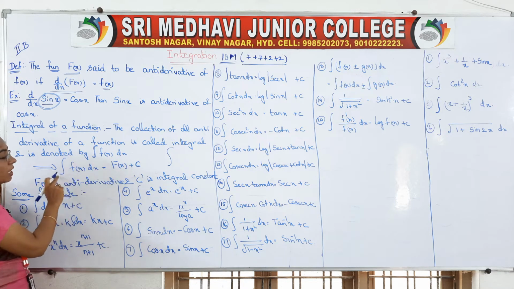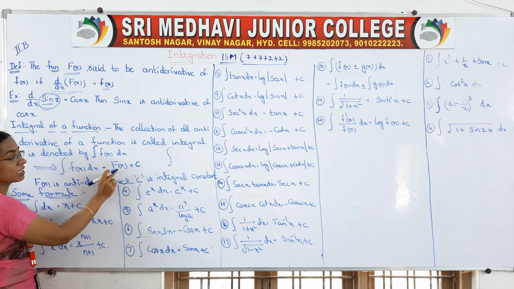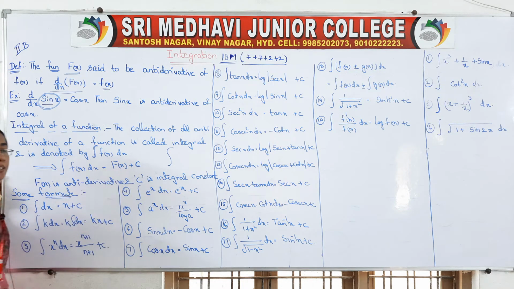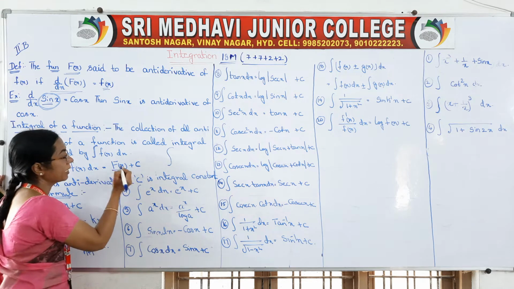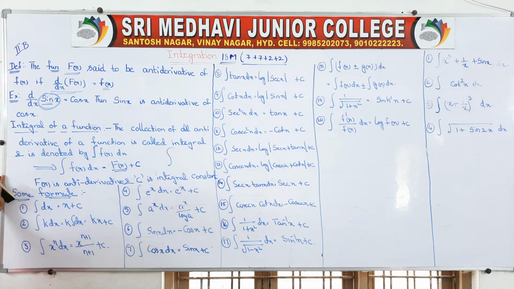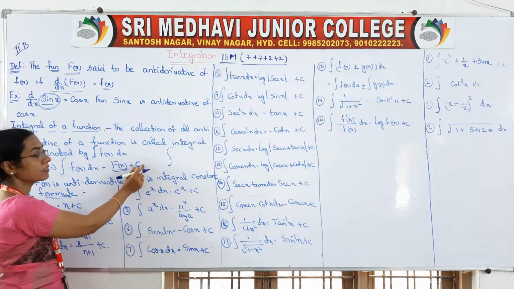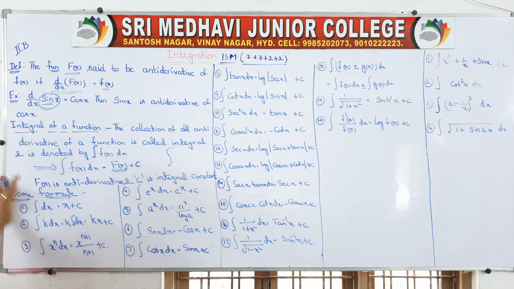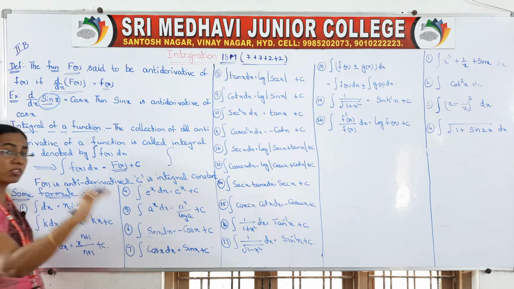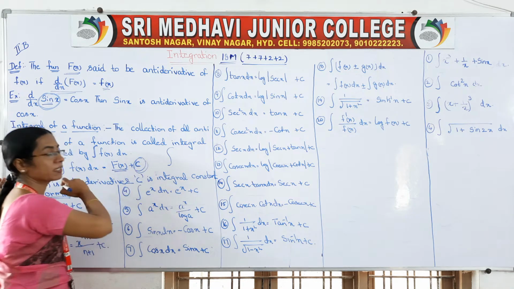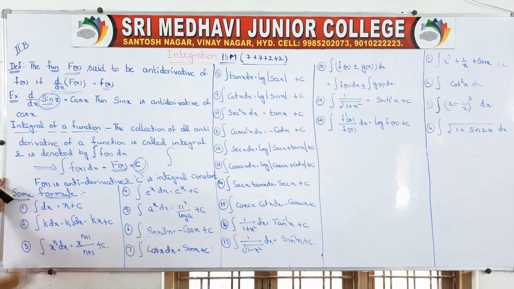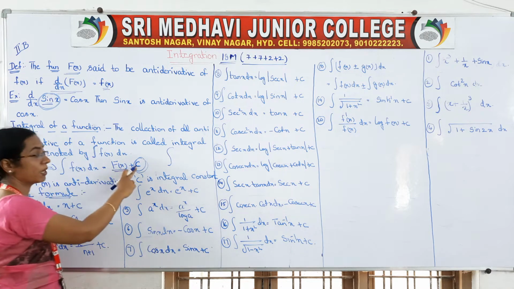So what is its formula? Integral of f of x dx is equal to F of x plus c. This is called antiderivative. F of x is called the antiderivative and c is called the integral constant. For each and every problem, at the end of the answer throughout this chapter, we have to write plus c, plus c, plus c. Right, that is the integral constant. For each formula plus c will be there. So after solving each question we have to write plus c there.